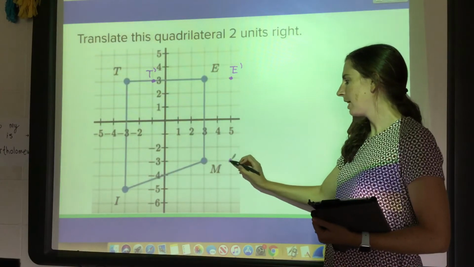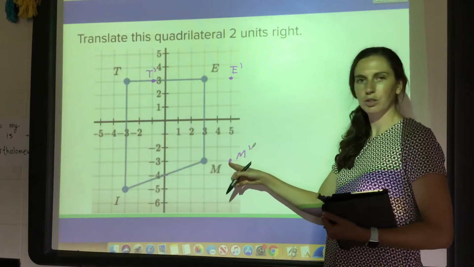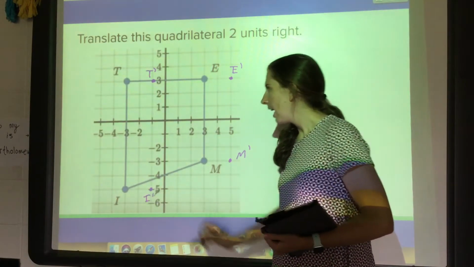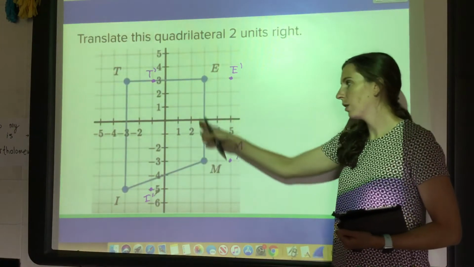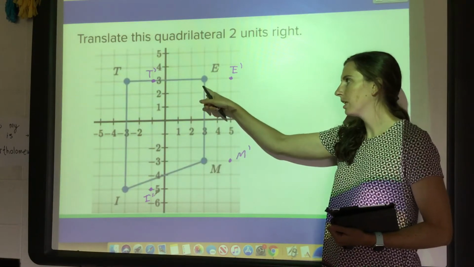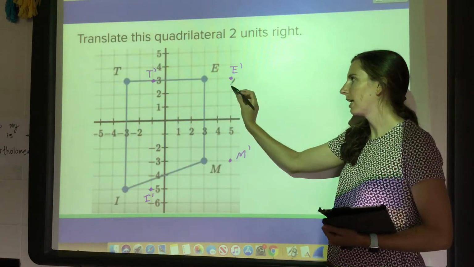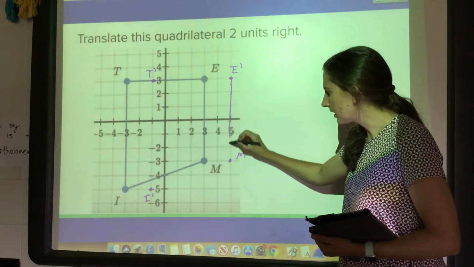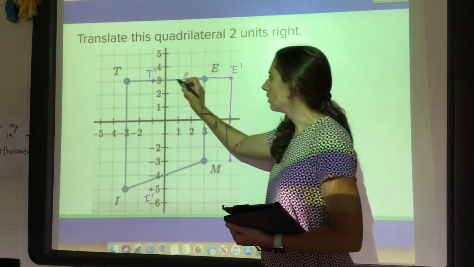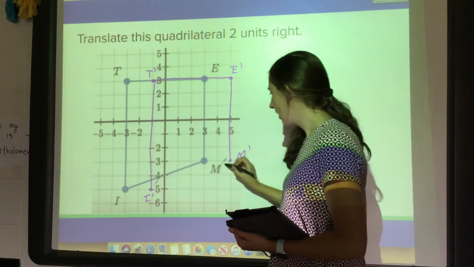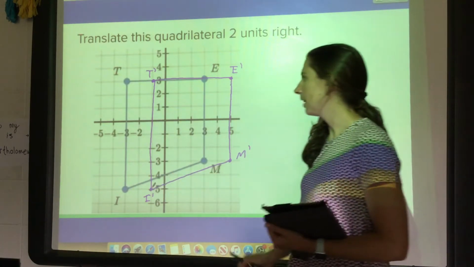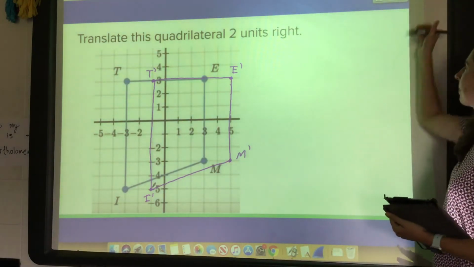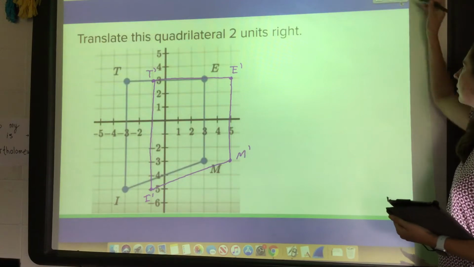M would be M prime right here if I move it 2 to the right, and move I 2 to the right, there's I prime. And I'm also moving every single one of these other points too. So like I'd pick up this point and move it 2 units to the right, and I'd pick up this point and move it 2 units to the right. But basically, if we just connect the dots at this point, it shouldn't be that hard to do. And there I have my image. That's the pre-image, this is the image. There we go. Translated it 2 units to the right.